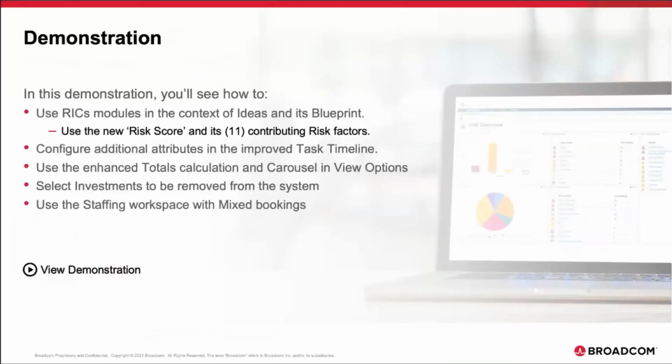Okay, so we're going to move to the demo. In this demo, we're going to see 5 things. We're going to talk about how the new risk change models are available for ideas configured via Blueprint in the risk module. We're going to use the new risk score and its 11 contributing risk factors. We'll go in and look at the improved task timeline, and we'll use the enhanced total calculation and carousel under view options.